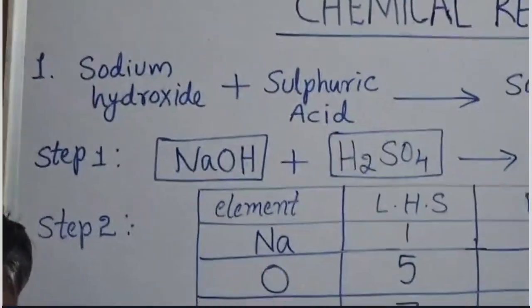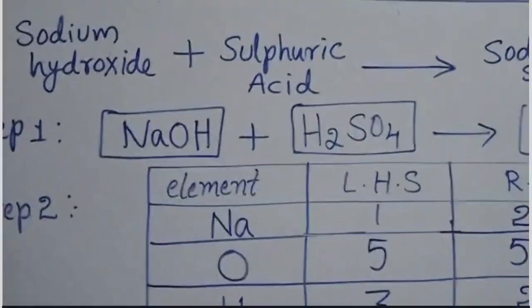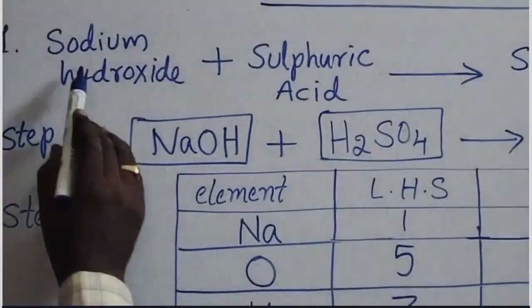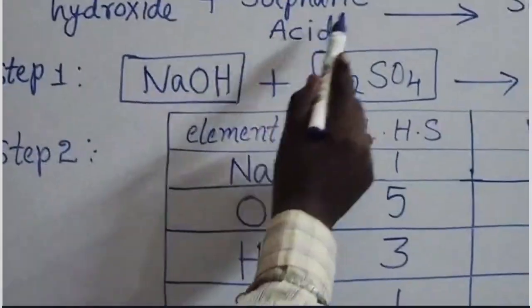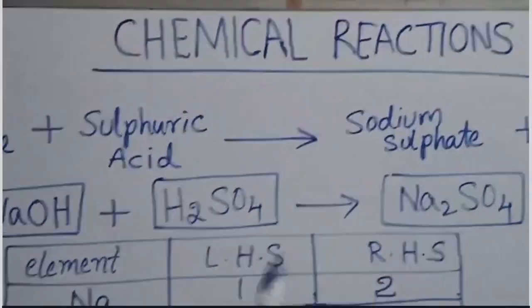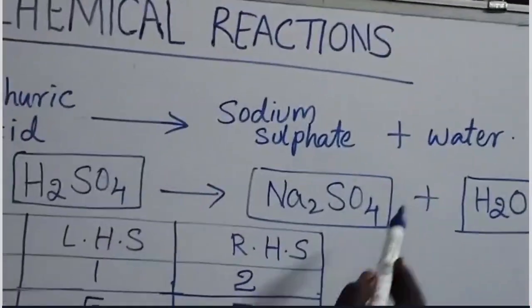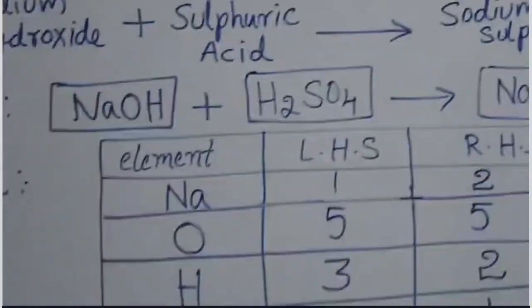The chemical reaction can be expressed using its symbols and formulas. This is step 1. Sodium hydroxide NaOH plus sulfuric acid H2SO4 gives rise to sodium sulfate Na2SO4 plus water H2O. That is step 1.